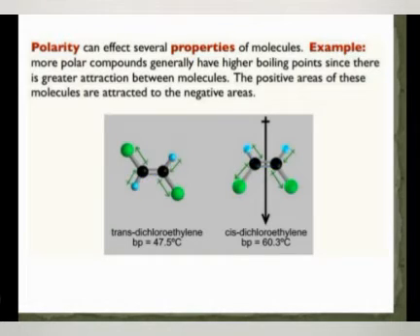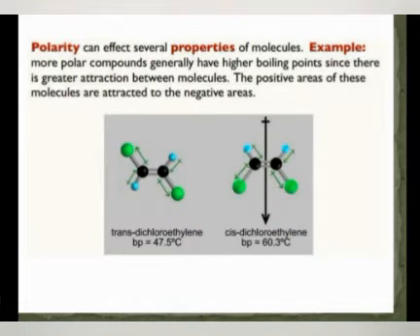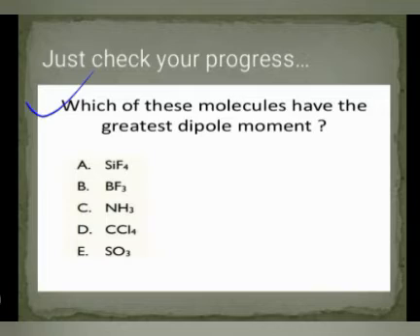Okay. So chair and boat, cis, trans and cis. Why do cis have a higher boiling point? Because the direction of the dipole in cis is the same, towards the same side, like here also towards the same side. Whereas in trans, it is opposite. That's why its boiling point is different.